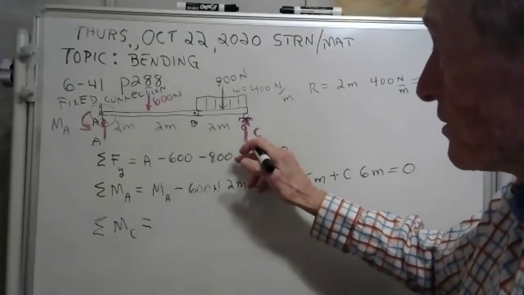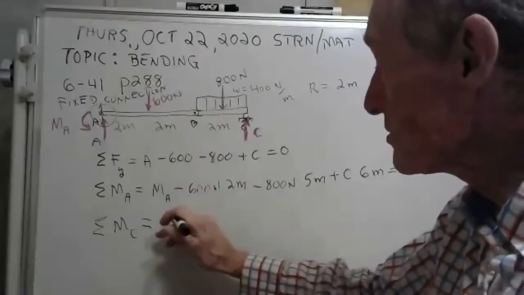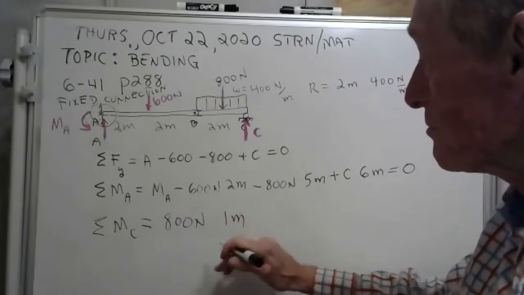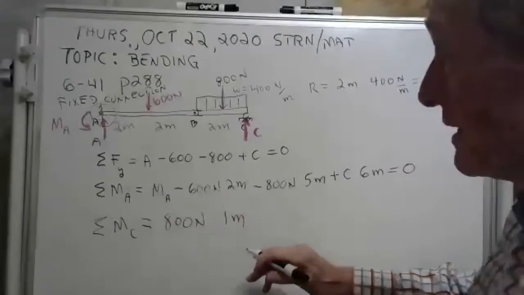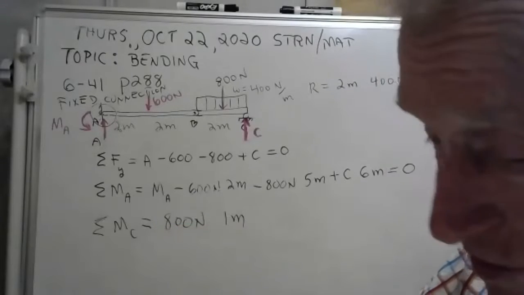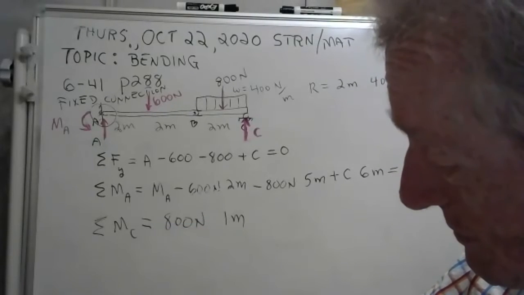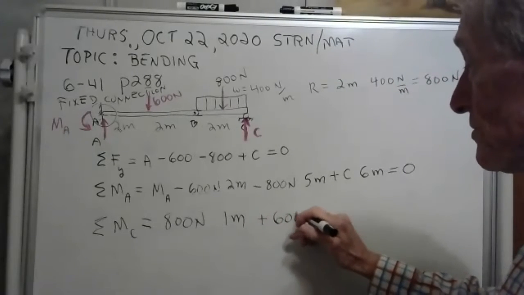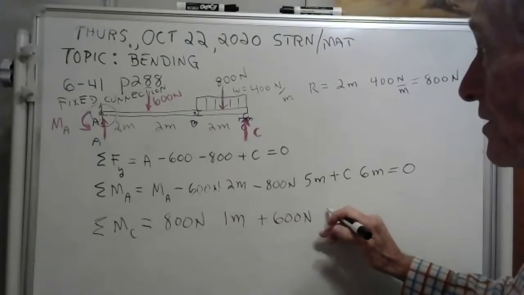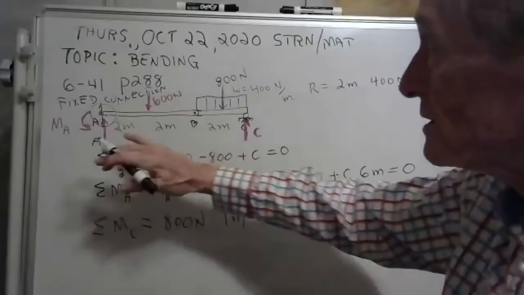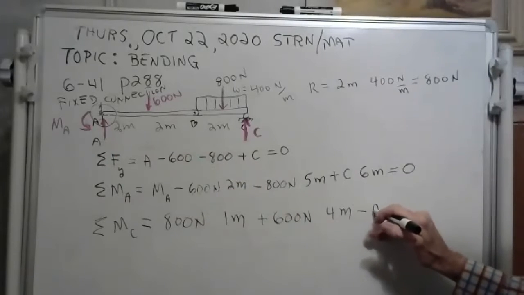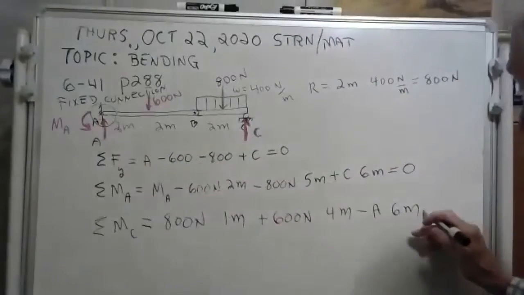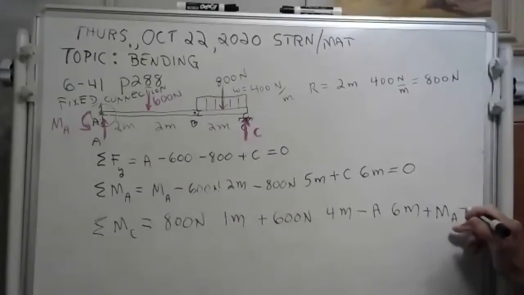Well, that force here doesn't give you a moment because it goes through C. But this one does. The 800 newtons times 1 meter in this case. It's positive, Shane. And he knows why. Shane, how come that moment's positive? It's counterclockwise. Yeah, he knows. Plus the 600 newtons times 4 meters minus the A times 6 meters plus, don't forget that MA, we can't just forget it.